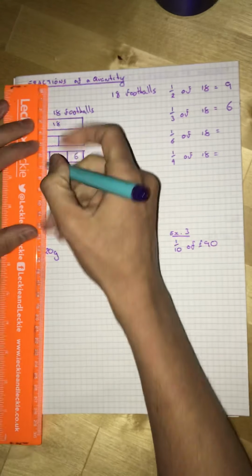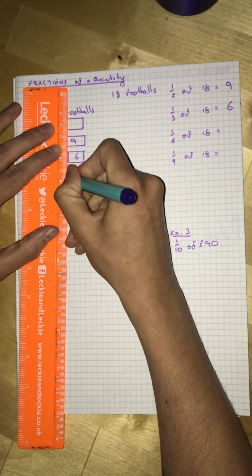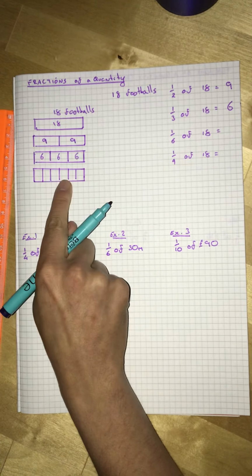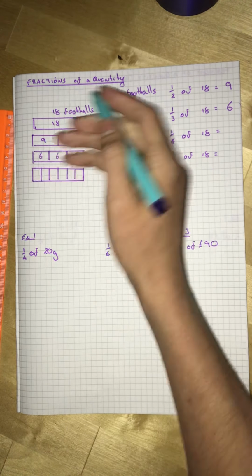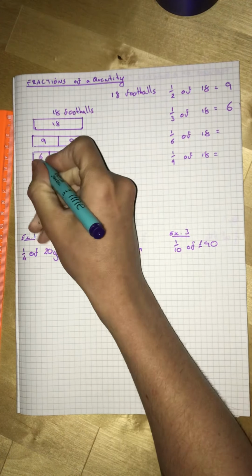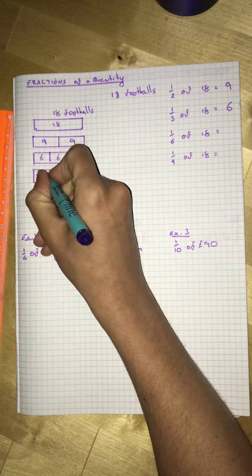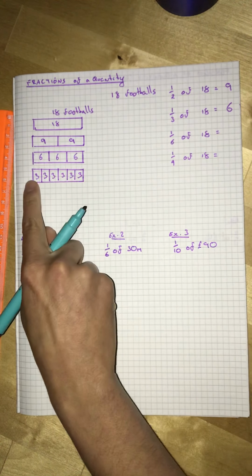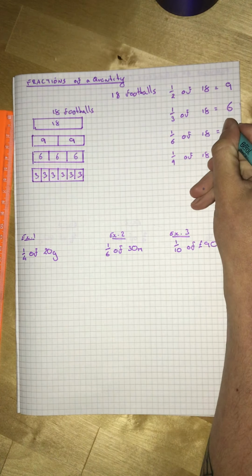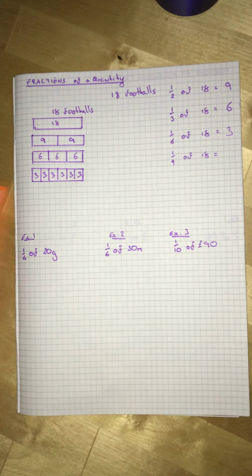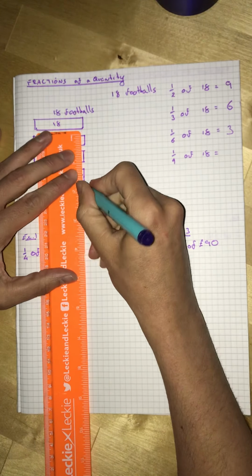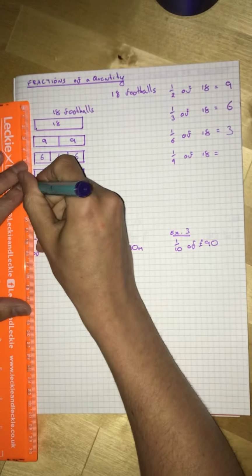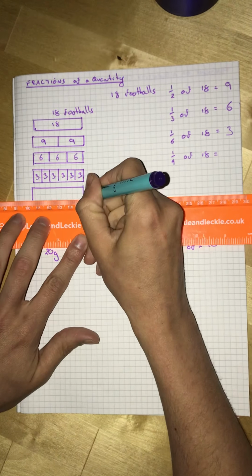I'm now going to split it into 6. So you see 1, 2, 3, 4, 5, 6. And so each of them is going to be split again. So what's 1/2 of 6? It's 3. Or 18 divided by 6 is 3. So 1/6 of 18 is 3. And we'll do one last one. Then we'll move on to the examples.